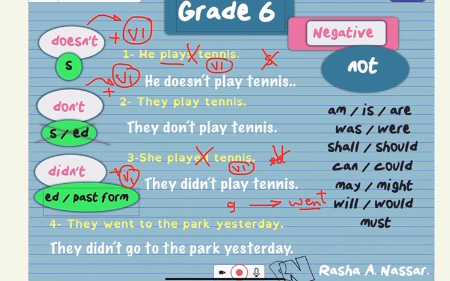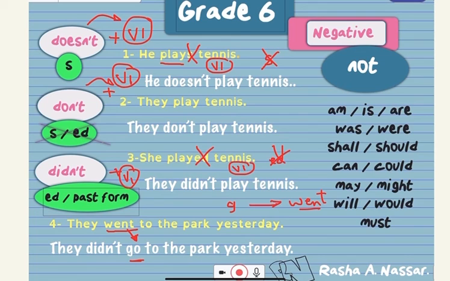So here, when I see went, it means that this is in the past form. And when I see past form, I change my sentence into negative by using didn't plus V1. What is V1 of went? Go. So I will use they didn't go to the park yesterday. So here went changes into go. This is what we have known in the previous lessons.